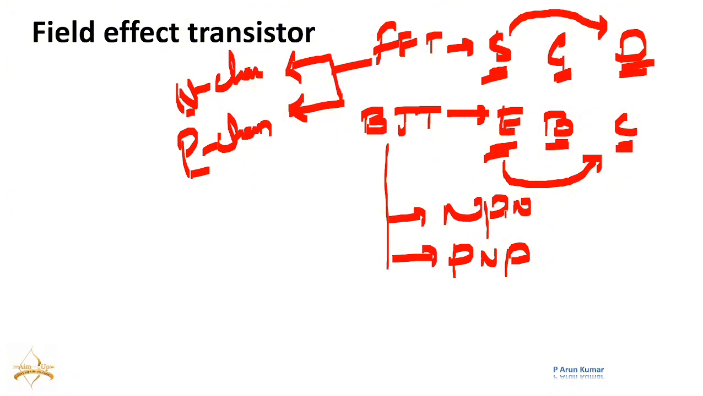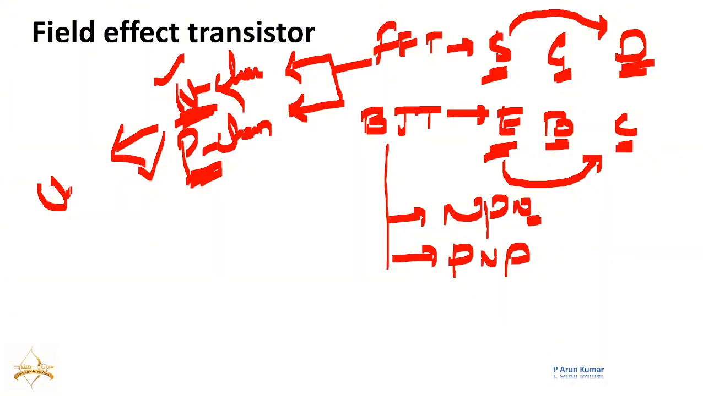Whereas in the BJT, the conductivity or current flow is happening due to both the charge carriers, majority and minority charge carriers. Whereas in an N channel, the conductivity will take place only because of electrons. Whereas in the case of a P channel, the conductivity will take place only because of holes. So that is why the other name for this FET is a unipolar device, because its conductivity depends only on the majority charge carriers.